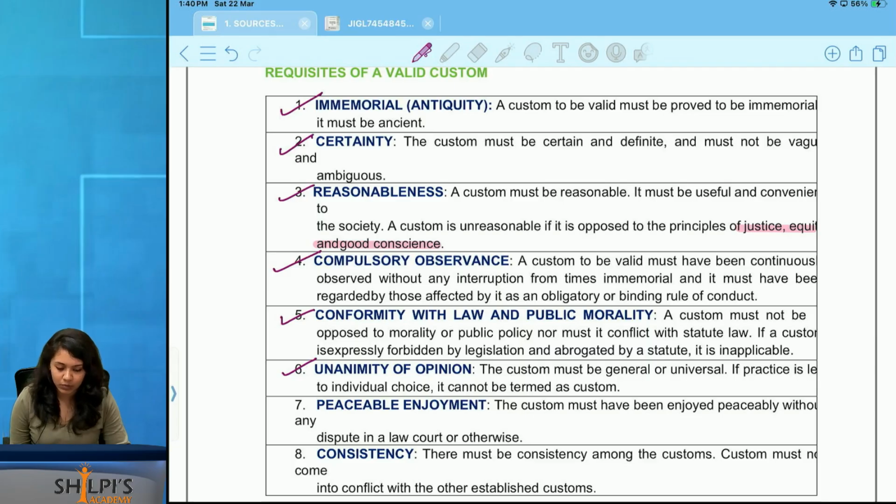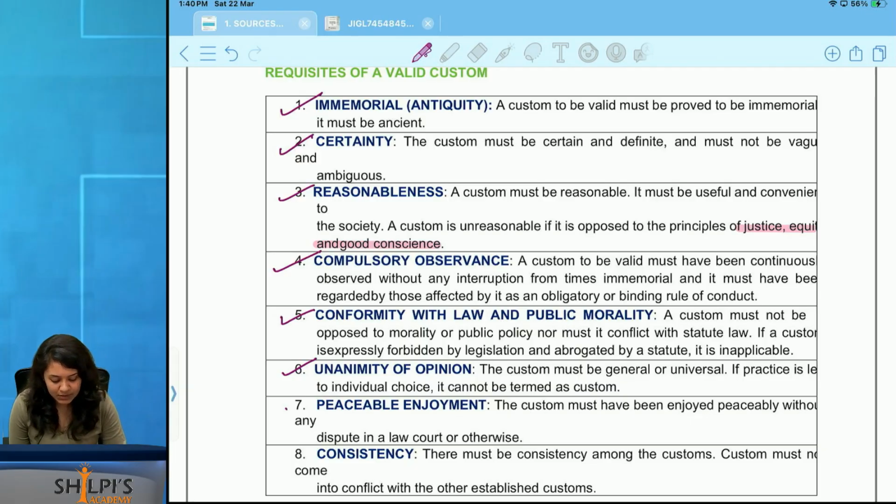A custom cannot be followed only by one person and not everyone else. Say amongst the Hindu community, if a custom is followed by the Hindus, then all the Hindus must follow it as a general rule. Or if we are talking about trade practices, then everyone in that trade, say insurance, must follow it as a rule, and not just any one company or any one person.